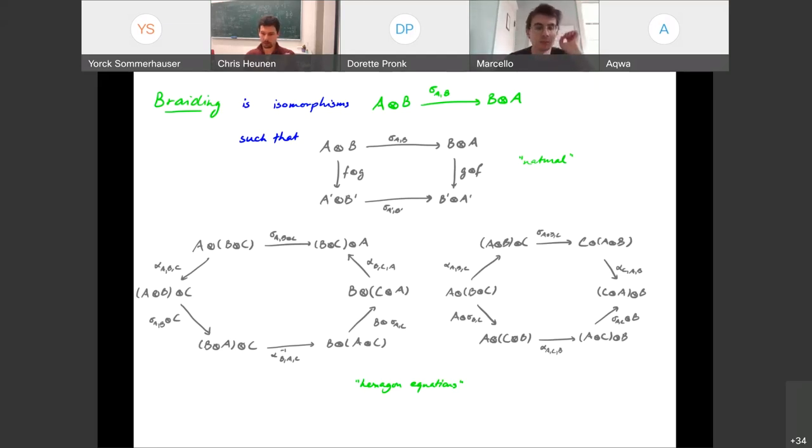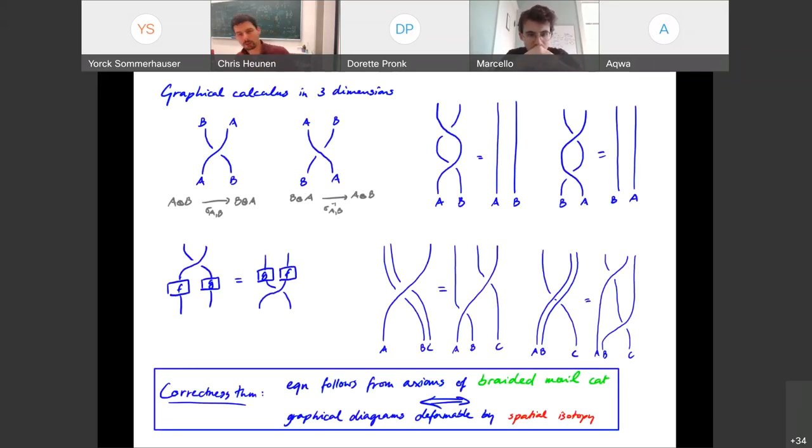Now, this is not very pleasant to see at first sight. So you can also think about it graphically. So now we're going to have a graphical calculus. It's going to have three dimensions. I'm going to draw the braiding as a special kind of box that has its inputs A and B and its outputs B, A. And we're going to draw it as sort of the A strand going on top of the B strand. So it matters here what's on top and what's on the bottom. We ask that the braiding is an isomorphism, it's invertible. So I'm going to draw the inverse as the thing going the other way around, where the strand on the left goes underneath the strand on the right.